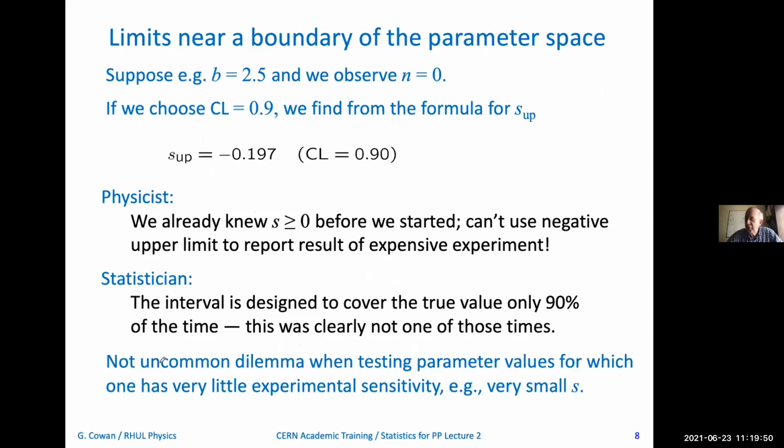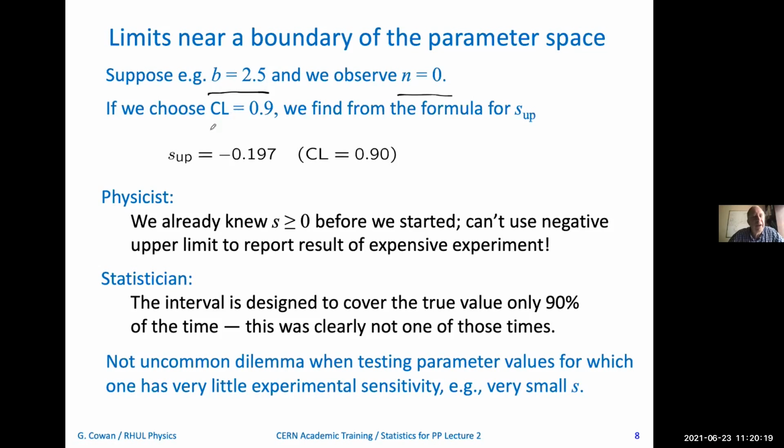Here are a set of numbers which I've made up, but it's close to experiments that have occurred in the past, and that's the following. Let's suppose that the expected number of background events is 2.5, but you observe 0 events. Well, that can happen, of course. I mean, n is a Poisson distributed variable. It fluctuates around. For any value of the mean, there's a certain probability to get 0, and suppose you did.